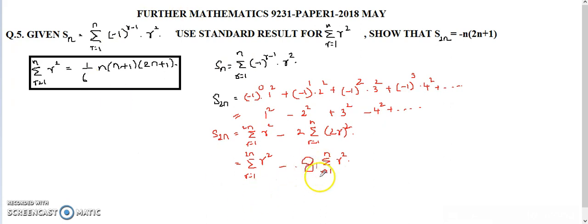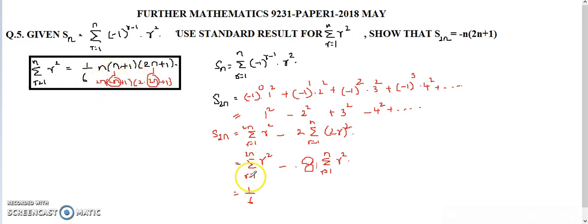What is the standard result for this one? Sigma r equal to 1 to n of r² can be written as 1/6 times n(n+1)(2n+1). Since it is 2n, wherever you find n in this equation, you have to substitute it with 2n. So 1/6 times 2n times (2n+1) times (2 times 2n plus 1). Since the summation is from 1 to 2n, that's why you substitute n with 2n.